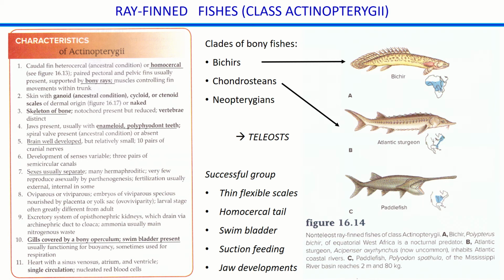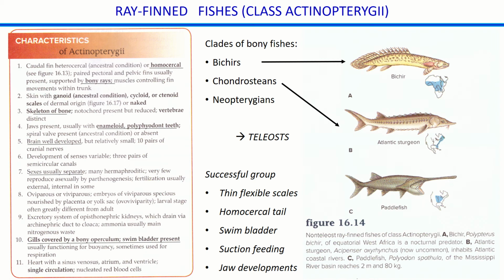What does this polyphyodont mean? The teeth replace themselves continuously. What other organism has polyphyodont teeth? There you go. But these are now enameloid. So you've all got enamel on your teeth. Enamel is something you produce to make them strong and hard. Spiral valve, don't worry about that.